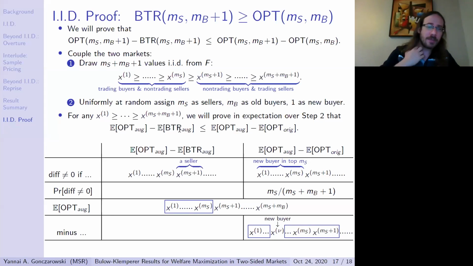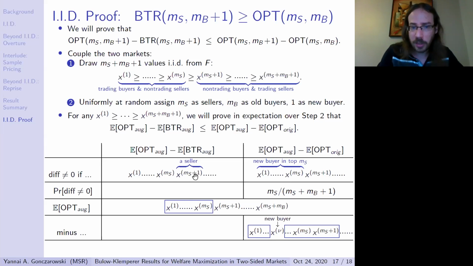When is it non-zero? I'm going to claim that it's non-zero if the MS plus first guy is a seller. So when did we say that BTR is not efficient? When it reduces a trade. When does it reduce a trade? When the value of buyer Q plus 1 is not acceptable to all the trading sellers and trading buyers. Specifically, buyer Q plus 1 is a non-trading buyer, so she's somewhere over here, beyond this point. If she has value X MS plus 1, then she's acceptable to all the trading sellers, all Q first sellers who are right here, so we would not reduce the trade.